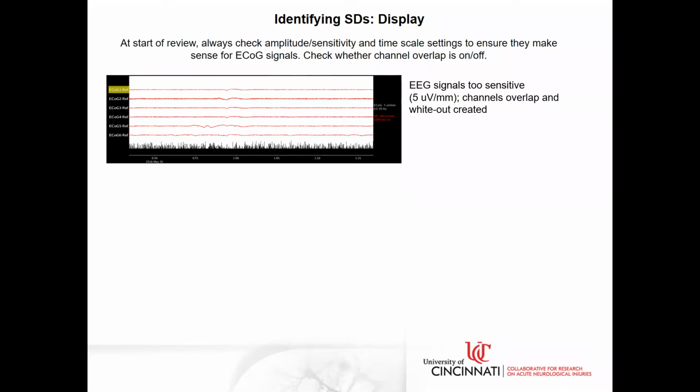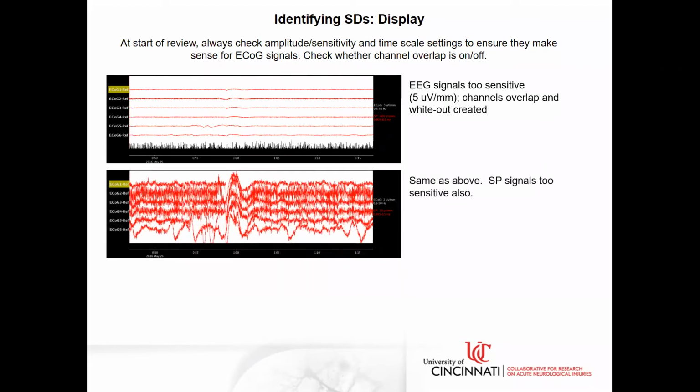This is an example where you've got whiteout on the screen. This is because the EEG signals, the high frequency signals, are simply too sensitive. They're very large in amplitude on your display, and they're overlapping from one channel to the other, causing this whiteout effect. That's very simple to fix by decreasing the sensitivity or gain of the high frequency signals. This is another example similar to the first one, but now the same is also true for the red or slow potential signals, where the gain is simply too high. They're all running into each other. It needs to be decreased.